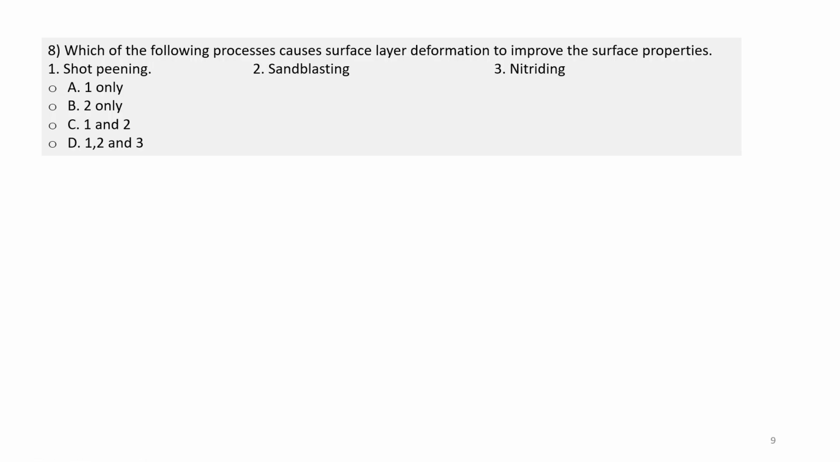Next question is: which of the following processes causes surface layer deformation to improve the surface properties? Options are 1. shot peening, 2. sandblasting, 3. nitriding, and the options are 1 only, 2 only, 1 and 2, 1, 2 and 3. So C will be the correct answer.